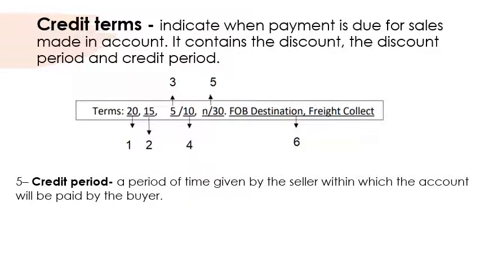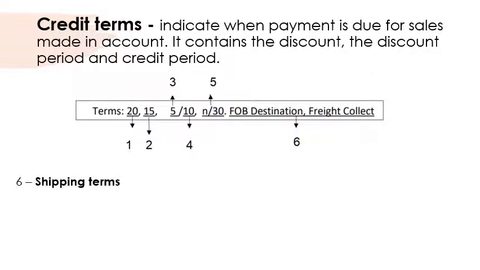Then number 5 is our credit period. That's the period of time given by the seller within which the account will be paid in full by the buyer. So if the buyer does not pay within 10 days, as indicated here in our example, he should pay within a maximum of 30 days after the date of purchase.